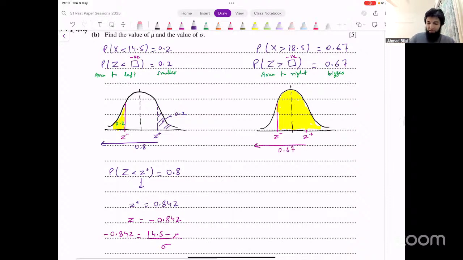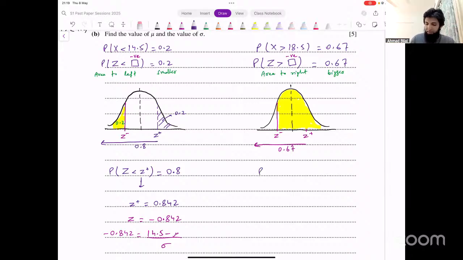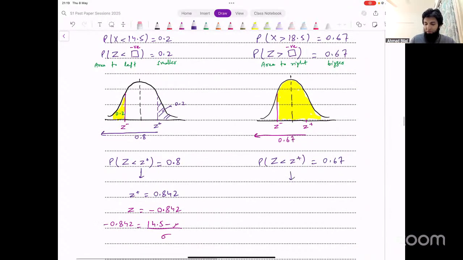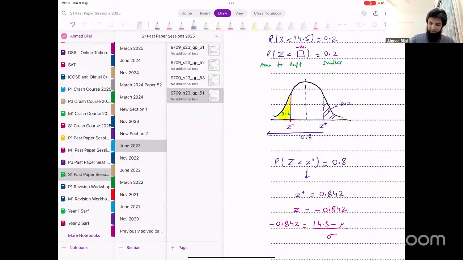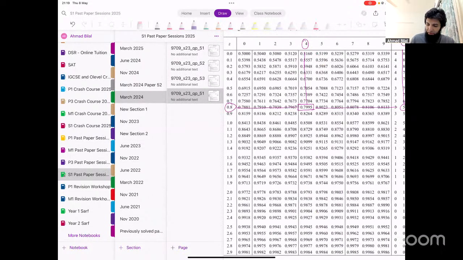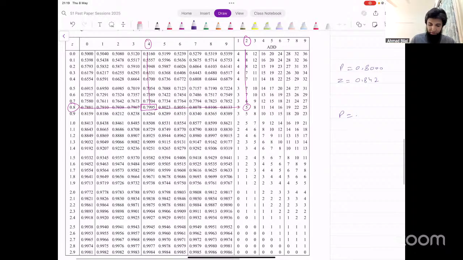So we could write this as probability of z less than the positive value of z equals 0.67. Go to the table again, find the z value corresponding to this. 0.67 is the probability. Let's look for 0.6700. We've got the exact number here. That's going to be 0.4 and 4. The z value for this is 0.44.